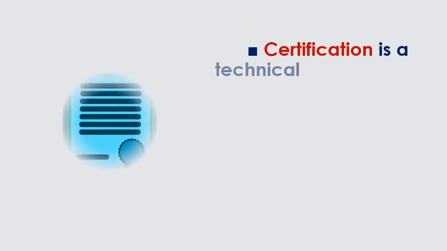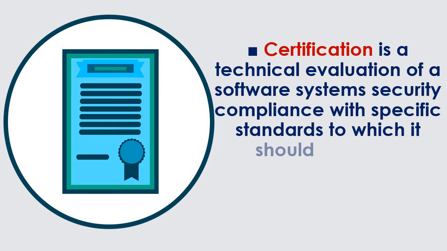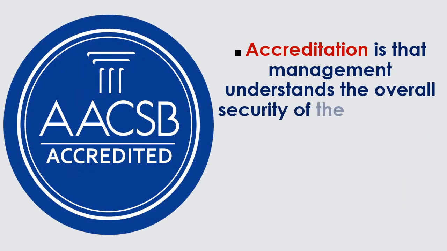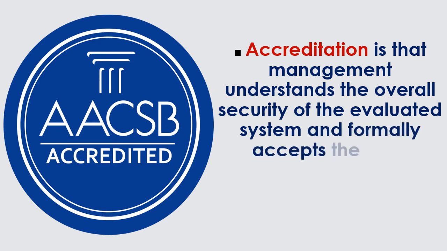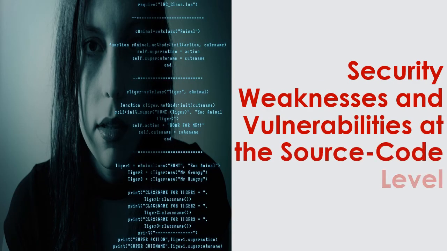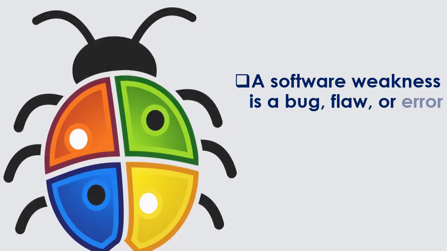Certification is a technical evaluation of a software system's security compliance with specific standards to which it should conform. Accreditation is when management understands the overall security of the evaluated system and formally accepts the risks, security weaknesses and vulnerabilities at the source code level. A software weakness is a bug, flaw, or error in the software.